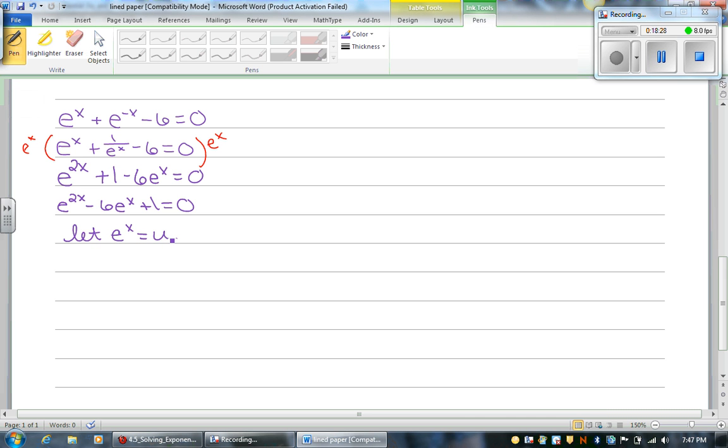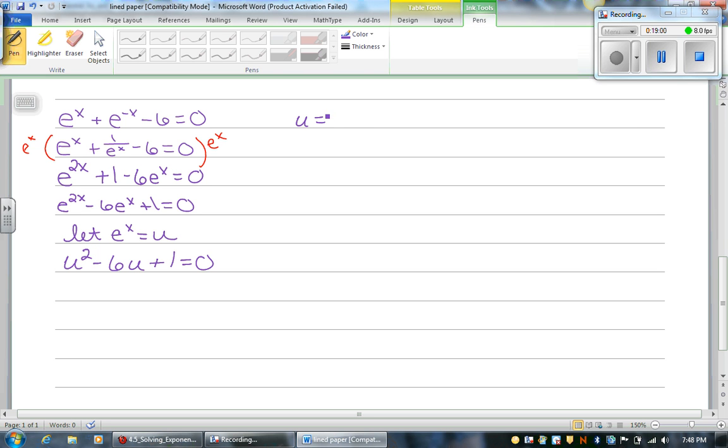So I'm able to rewrite this as u squared minus 6u plus 1 equals 0. Which is prettier to look at. We're more used to seeing things that look like that. But it's still not factorable. So what I have to do is use the quadratic formula, so that x equals negative b plus or minus the square root of b squared minus 4ac, all over 2a. That nice little song that we have, except instead of solving for x, we're solving for u.